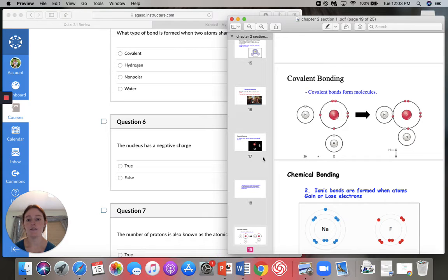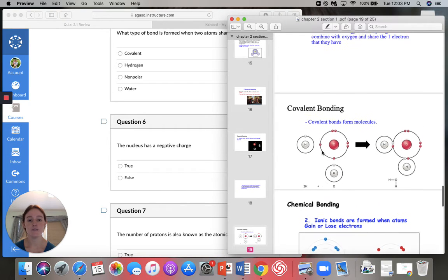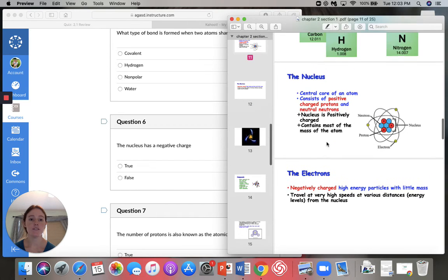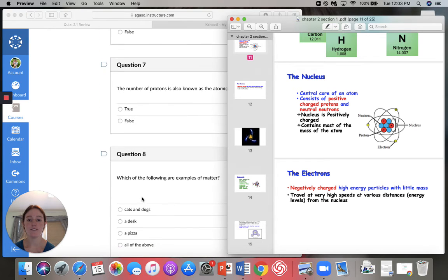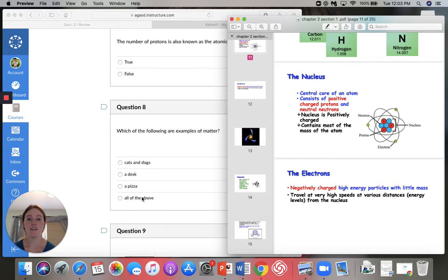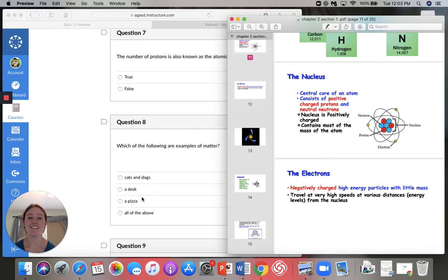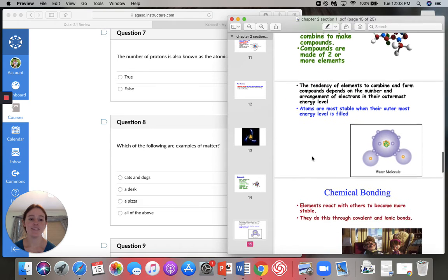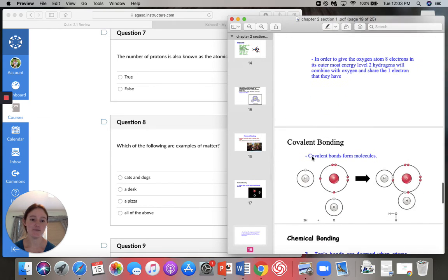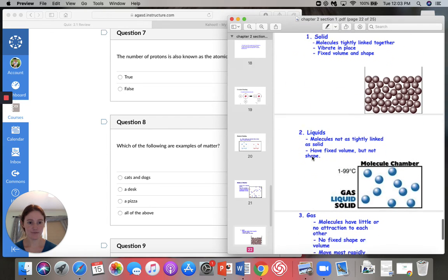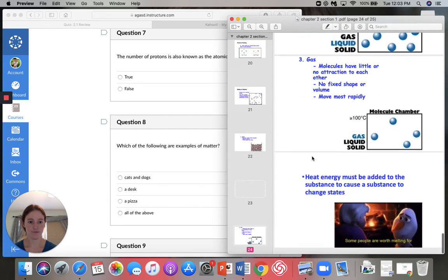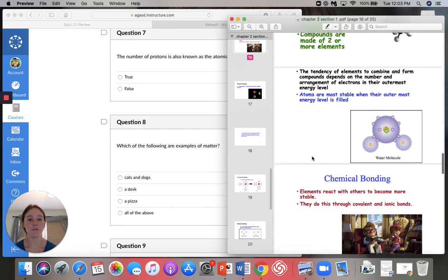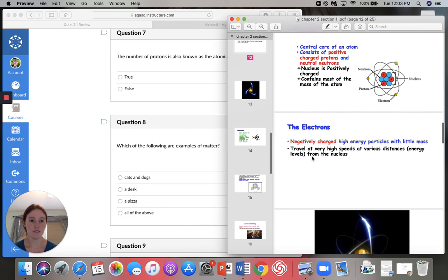The nucleus has a negative charge. Is that true or false? You would scroll back up to where you see the slide about the nucleus and see what type of charge it has. Number of protons is also known as the atomic number. Is that one true or false? Our slides down below only talk about the different states of matter, so you'll go back up to where we talk about atoms.